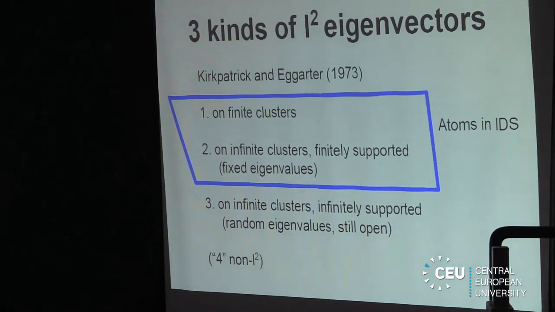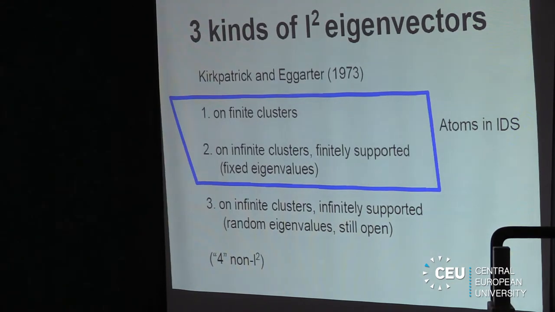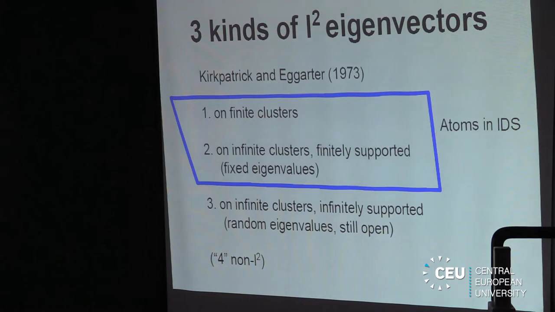So if you go back to this 1973 paper and interpret it in terms of the spectral measure, these are the two kinds of eigenvectors: the ones that live on finite clusters and the ones at fixed places. They correspond to atoms in this integrated density of states, or expected spectral measure. The expected spectral measure for this model is some fixed deterministic measure, and you can always write it as an atomic part plus a continuous part. The atomic parts correspond to cases 1 and 2, and the continuous part corresponds to 3 or 4.